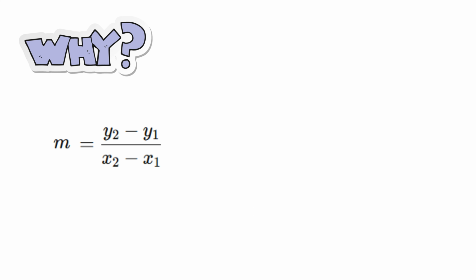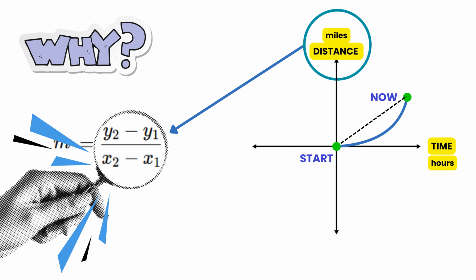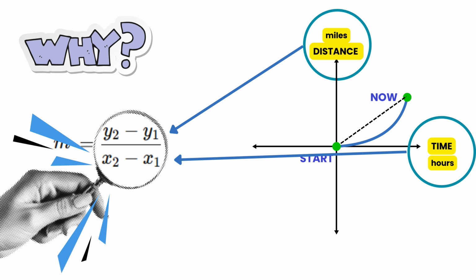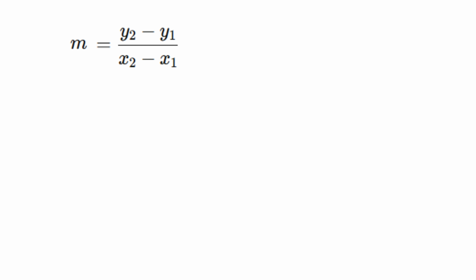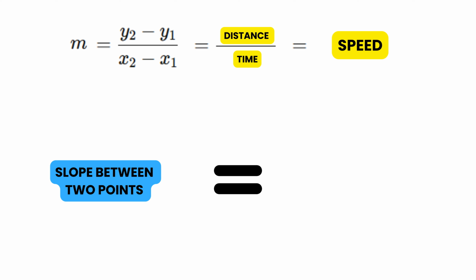Why does slope give us speed? It feels kind of weird to think it does, but if we look closer at the slope formula, it actually makes perfect sense. Remember, slope is the difference in y values divided by the difference in x values. Now, when we look at our function, we can see the y-axis represents distance in miles, and the x-axis represents time in hours. So basically, what the slope formula is really telling us is, take your distance and divide it by your time. And we know when you divide distance by time, you get speed. That's exactly why the slope between those 2 points gives us the average speed between them.